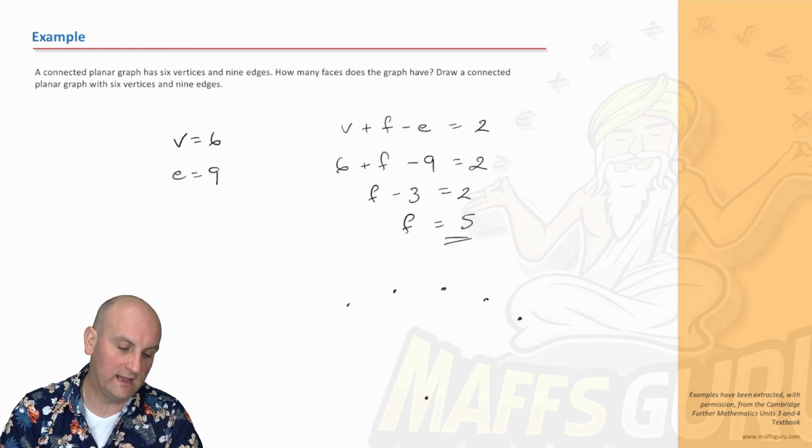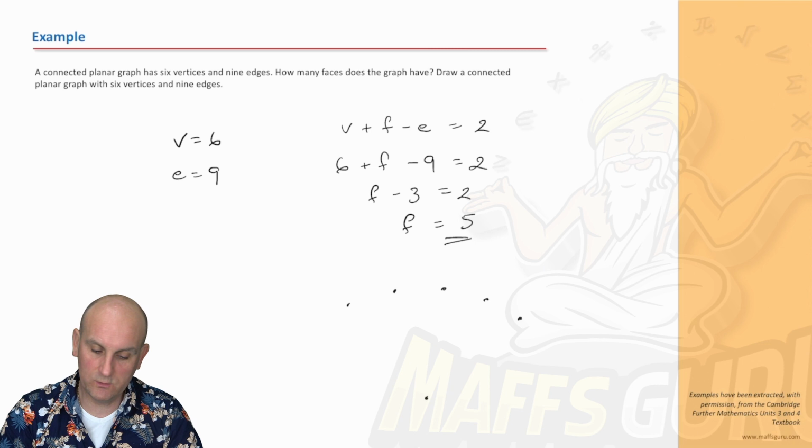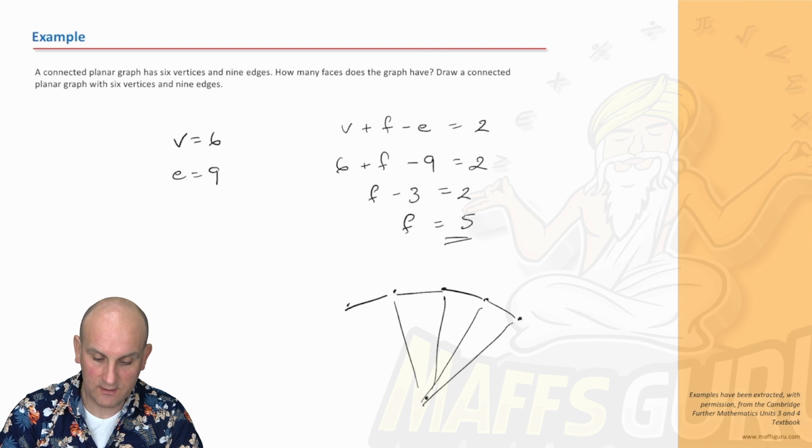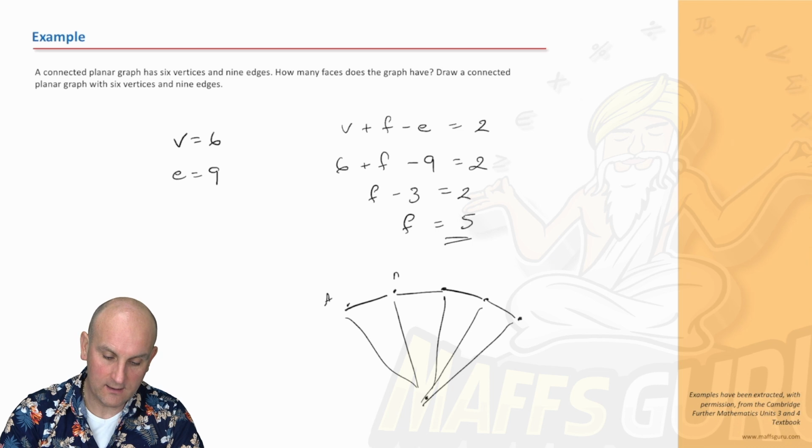So what did we have? We had the 6 vertices. We want to make sure that we get 9 edges. 1, 2, 3, 4, 5, 6, 7, 8, and 9. Oh, I've drawn a fan. How exciting. So let's call that A, B, C, D, E, and F.